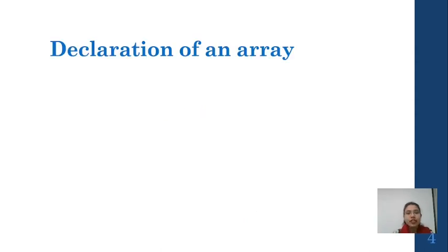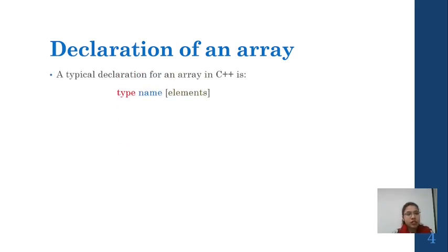Declaration of an array. As I mentioned, we are going to do this in the C++ programming language. So how are we going to declare the array in that programming language? Let's see. The typical declaration for an array in C++ is like this. Firstly, we mention the type. Second, the name. Then we mention the elements, which depends on how many elements you want to store, or you can say the size.